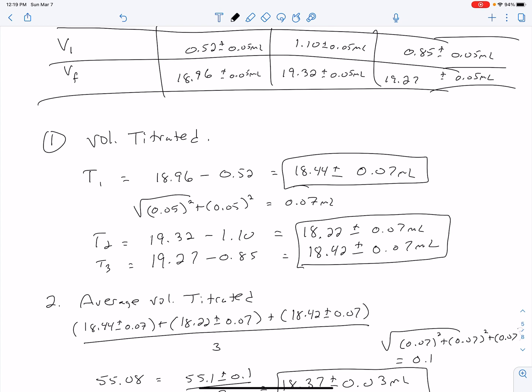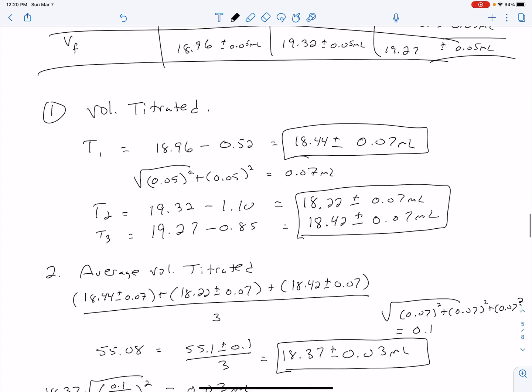So I took the final minus initial volume. I got 18.44. Now, every one of these is an uncertainty of addition, so it's 0.05 squared plus 0.05 squared, and then the square root of that. Since they're all the same, they're all plus or minus 0.07. So by taking final minus initial and doing my uncertainty calculation, I was able to find my volume titrated for the 3 trials.